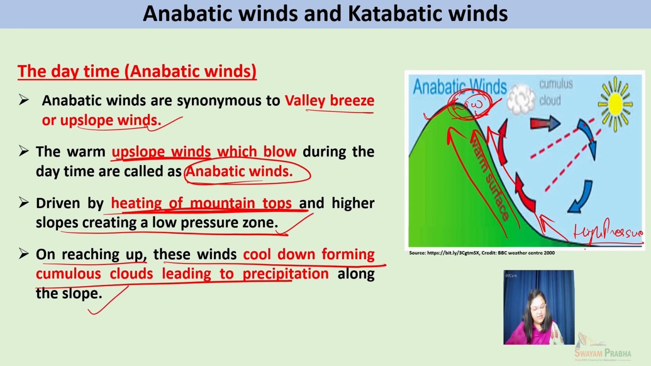As these winds ascend the slope, the temperature of this air parcel decreases. And as the temperature decreases, after reaching a particular height, it condenses to form cumulus cloud, leading to precipitation along this slope. So these warm upslope winds are called anabatic winds.